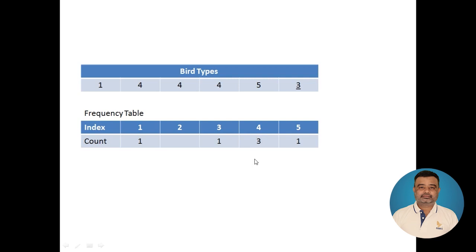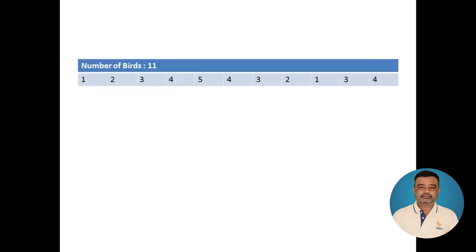Okay, let us take up one more example, which is again given in the problem statement. We have 11 birds, with the values 1, 2, 3, 4, 5, 4, 3, 2, 1, 3, 4, right? Now again we're going to take the frequency table. How many ones are there? 1, 2. Bird type 1 occurs 2 times, right? Then 2 also occurs 2 times, 3 occurs 3 times, 4 occurs 3 times, and 5 only once.